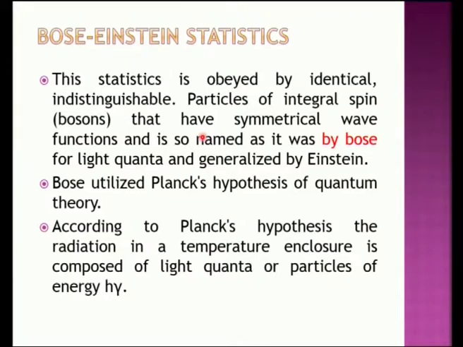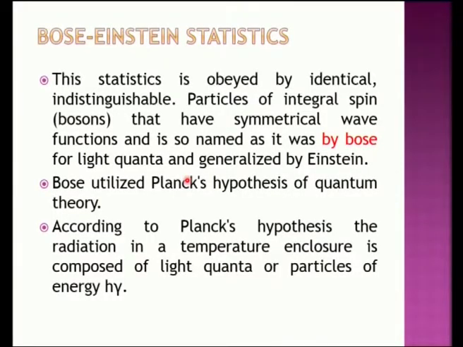This statistics got its name from Bose because he proposed the number of particles or entities in an energy level. This is what the statistics deals with. So, Bose-Einstein statistics says how many particles or atoms can exist in a particular energy level. This is a quantum statistics. It will be obeyed by identical indistinguishable particles, and particles having integral spin will obey it. An example of particles having integral spin is bosons.